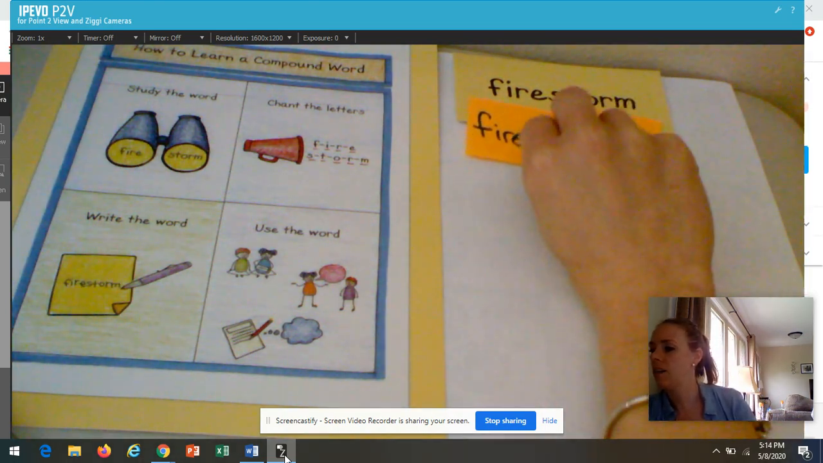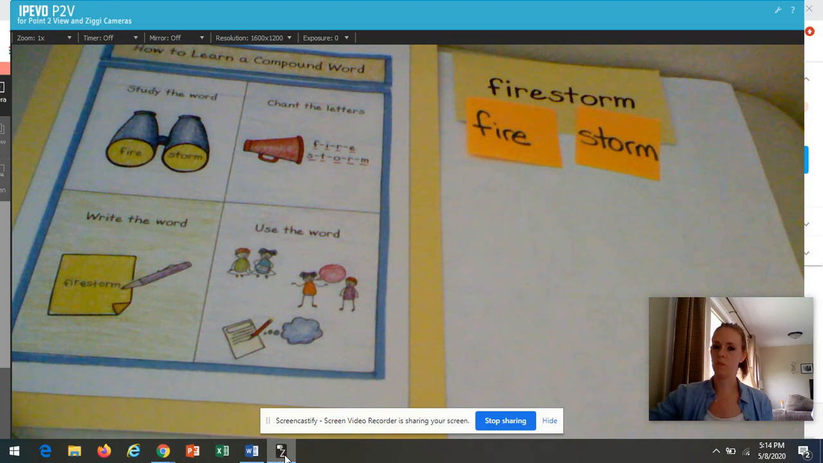So now as I'm studying it, I think about what those two smaller words mean. So fire is hot flames. I would see fire in a fireplace. I would see fire in a fire pit. A storm is really strong weather. So I could be thinking of a snowstorm where I have a lot of heavy snow coming down, a thunderstorm where there's a lot of heavy rain coming down, lightning, thunder.